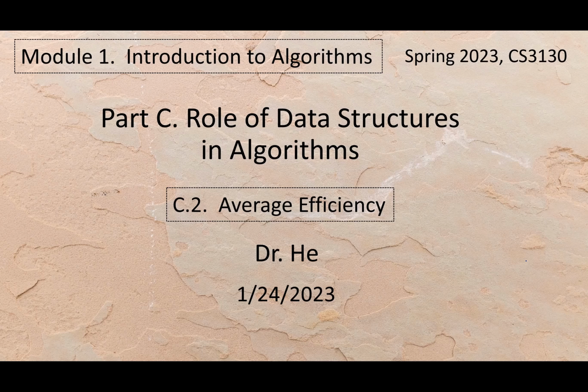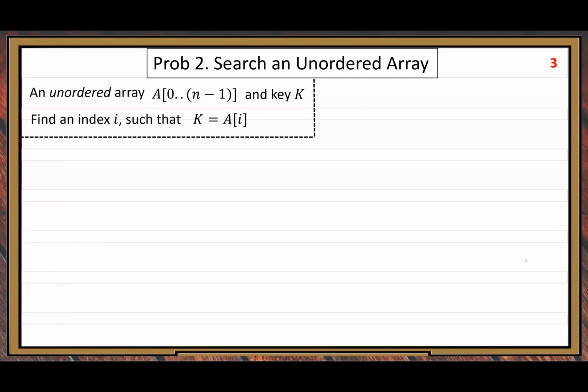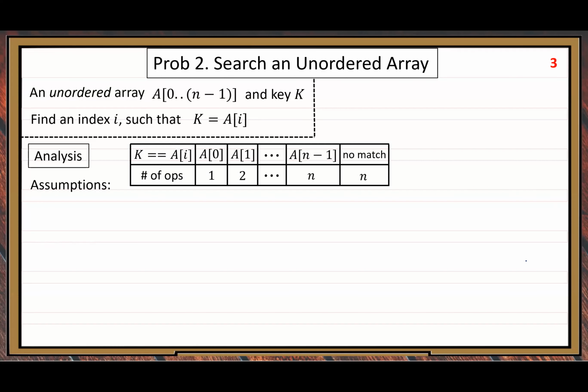Topic, average efficiency. All right. Still, in this problem, let's make this assumption. Assume that these cases have the same probability. That's reasonable. The first n cases, they have the same probability. Case 1, case 2, through case n, they should have equal probability. That's a reasonable assumption.